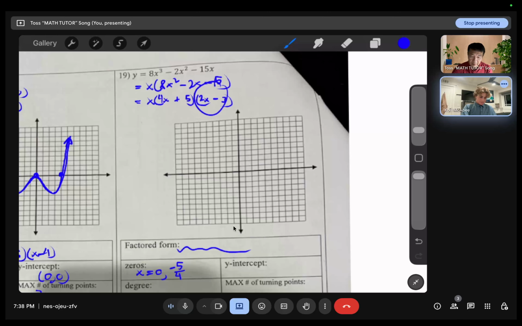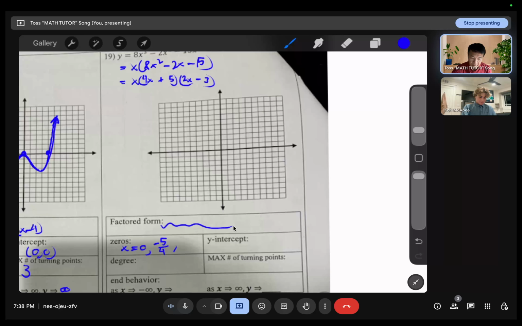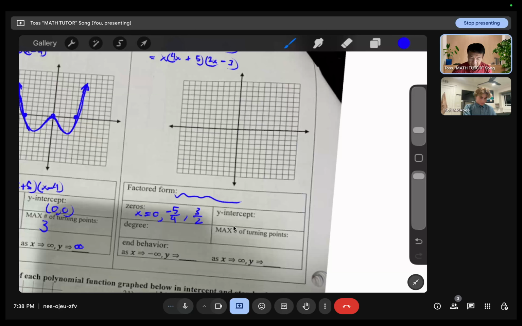Same thing with this. Add both sides by 3, divide both sides by 2 if you set it equal to 0. So it becomes 3/2. Yeah, double check. Okay, there you go. Degree, we can write that right now. It's a third degree, 3 degree.